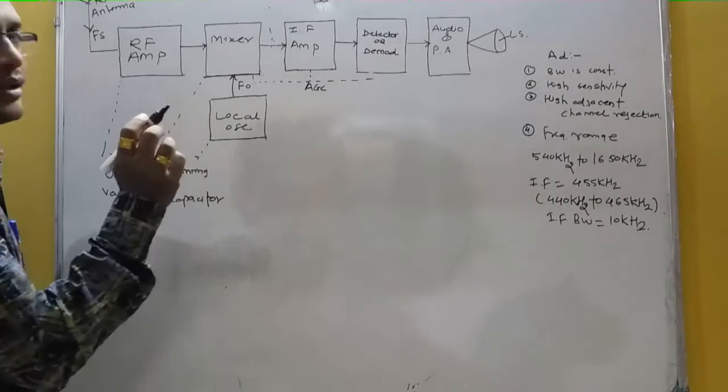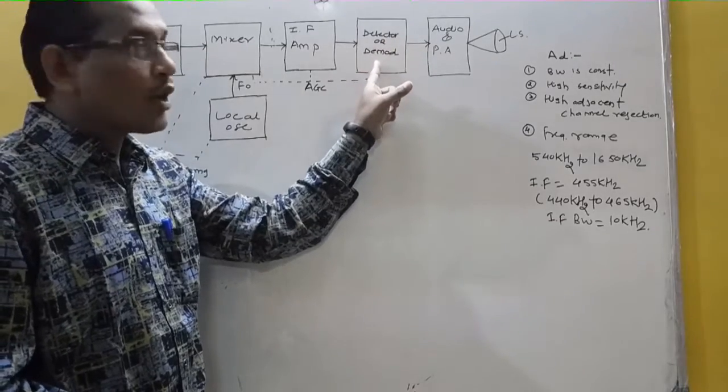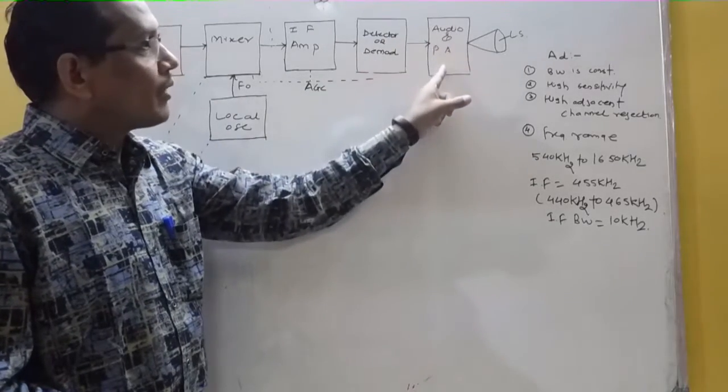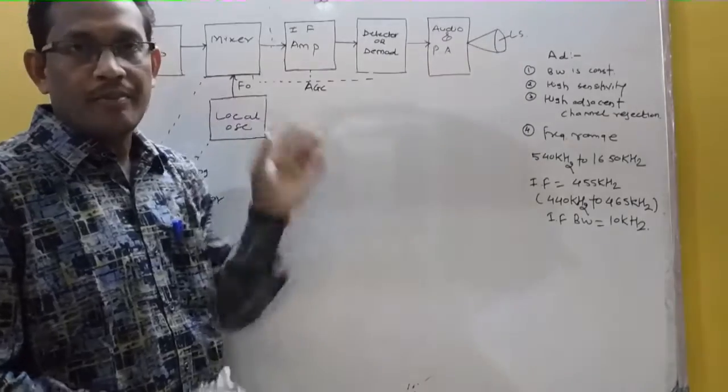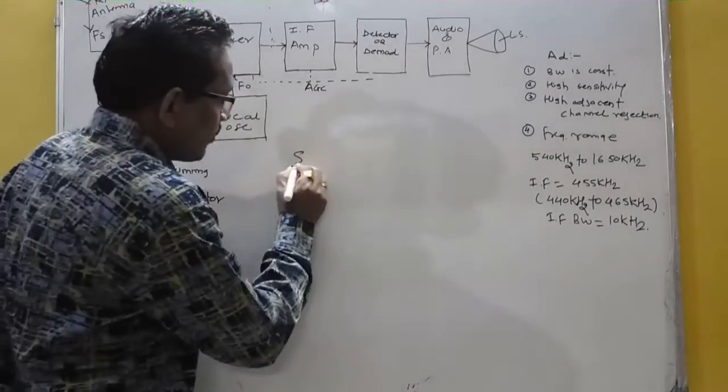The first block is the RF amplifier. The second one is the mixer. The third one is the IF amplifier. The fourth one is a detector, which is also called the demodulator. Then the audio and power amplifier, and this is a loudspeaker. So this is called the superheterodyne receiver.